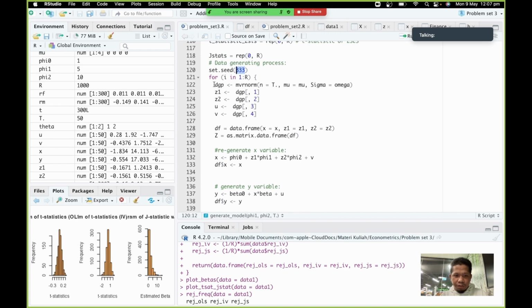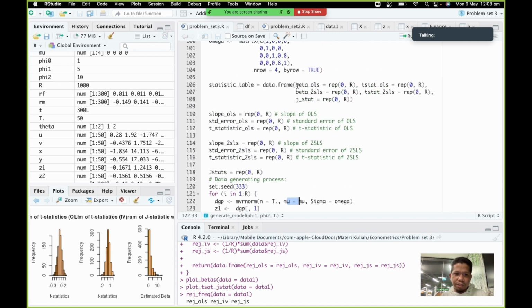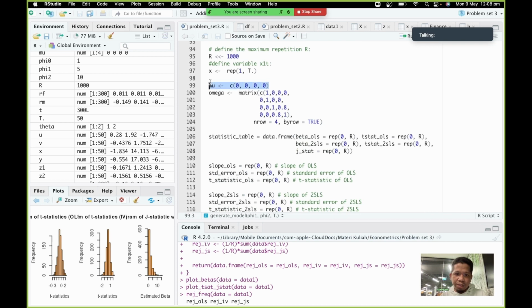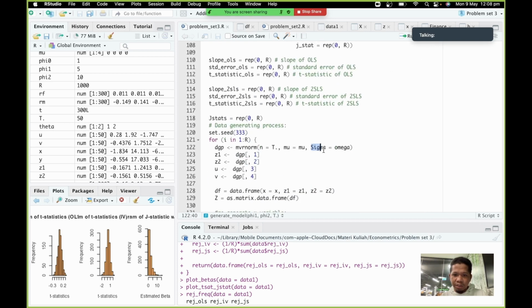And for the data generating process, I use this because we have multivariate here, right? With the number of n equal to t, which in this case the first one is 50, and mu, we take the vector of mu, which we defined here, all of them zeros, and the sigma, we take the omega. For each variable z1, z2, u, and v, the result is in the form of a matrix, and in order to get the values of z1, z2, u, and v, we have to take each column.